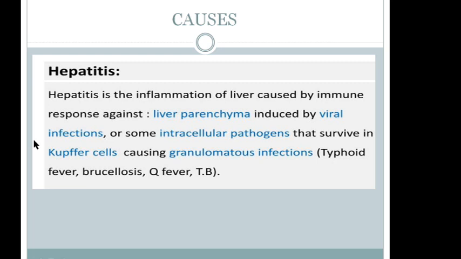First is the viral infection, which is the most important type of viral hepatitis, and some intracellular pathogens that survive in Kupffer cells. These Kupffer cells are important because they help in phagocytosis. So some intracellular pathogens that survive in Kupffer cells cause granulomatous disease like typhoid fever, brucellosis, Q fever, and TB. So these may be the cause of the hepatitis.